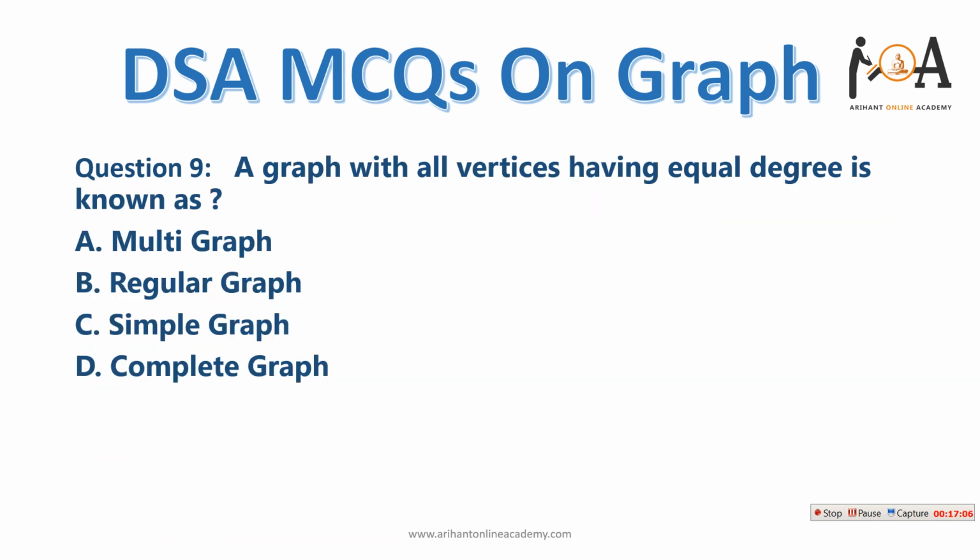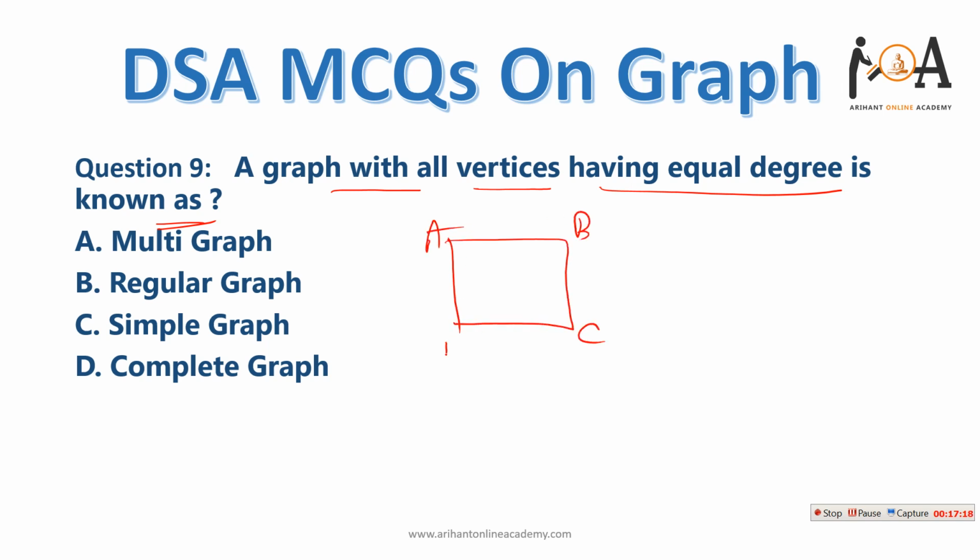The next one is: a graph with all vertices having equal degree is known as a graph with, okay, this is my graph. This graph A, B, C, D, 4 vertices, and all vertices have equal degree, because this vertex degree is 2, this vertex degree is 2, this vertex degree is 2, and this vertex degree is 2. So if I have a graph whose all vertices have equal degree, it is called a regular graph. Okay guys, it is a regular graph. So option B is the right answer.